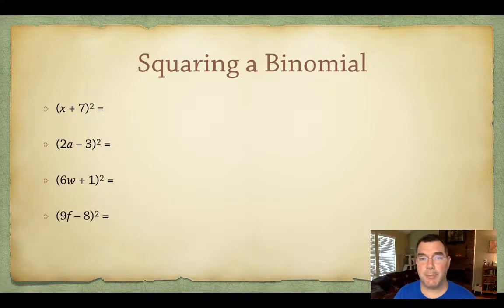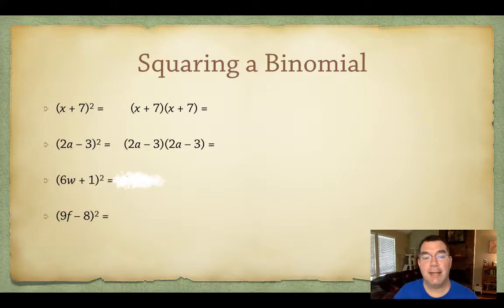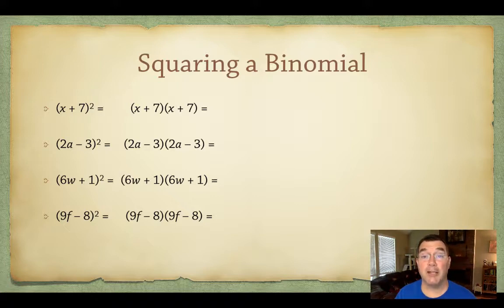So here's four examples, and I'm going to go through each one separately. For the first one, x plus 7 squared, that's going to be x plus 7 times x plus 7. For the second one, same thing. 2a minus 3 squared is going to be 2a minus 3 times itself. And the same thing for the third one, and the same thing for the fourth one. I'm only doing that so that I don't make the mistake of distributing an exponent. I've seen that done before. I want to make sure that I'm actually multiplying two polynomials together so that I get good answers.